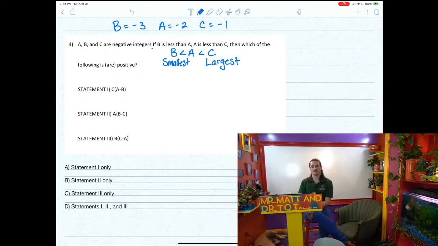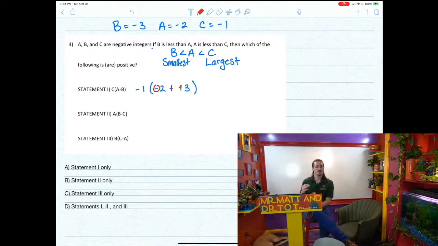Therefore, B is the smallest negative value, A is the middlemost negative value, and C is the largest negative value. So substituting in, we'd have -1 times the quantity -2 minus -3. We can use leave, change, change here. So inside the parentheses, leave the first sign alone, change the operation, change the sign of the third value, and that becomes a little bit easier to think about.